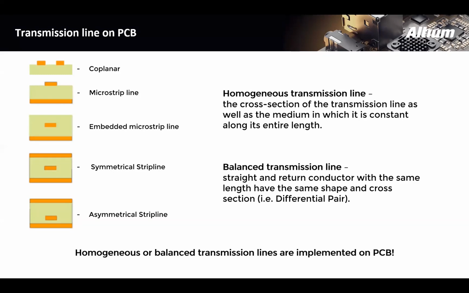Symmetrical strip line is where you have the conductor perfectly centered in that dielectric and surrounded by two ground planes. This is an excellent transmission line, albeit they're hard to fabricate because you really want that to be equal. Asymmetrical strip line is, as we see in the figure, one side of the dielectric is larger than the other one. I mentioned it earlier, but again, it's an important concept. We want to use these homogeneous transmission lines where the cross-section is identical across the length. That's what really allows us to get all of this in balance. Now, a balanced transmission line is where you have a straight and a return conductor with the same length. They have the same shape and cross-section. An example of that is a differential pair. And of course, we run into both of these implemented on PCBs.